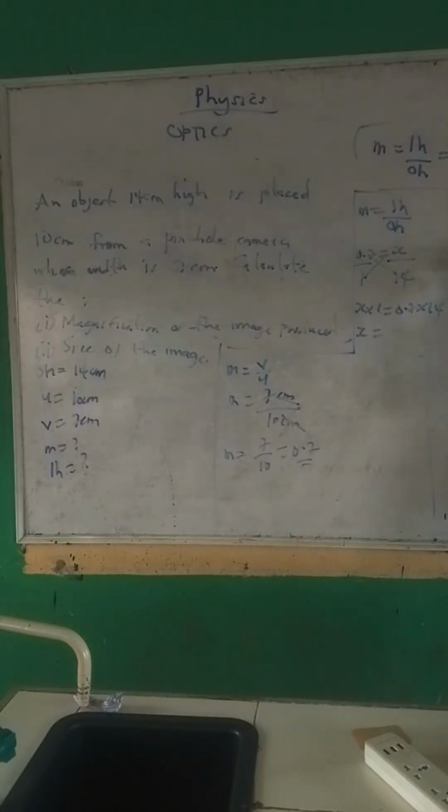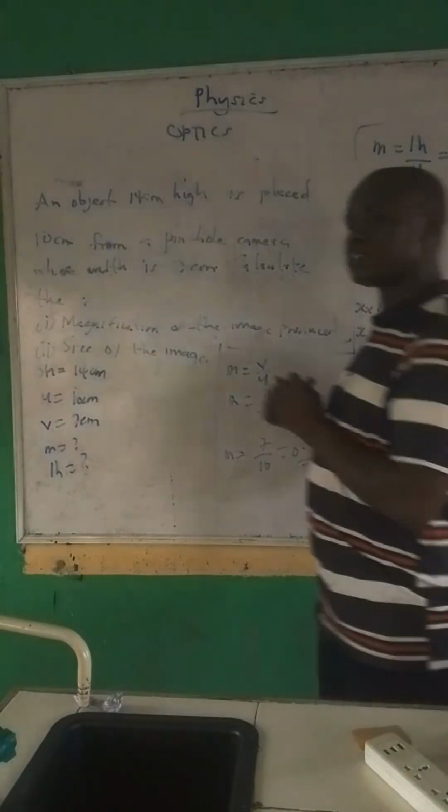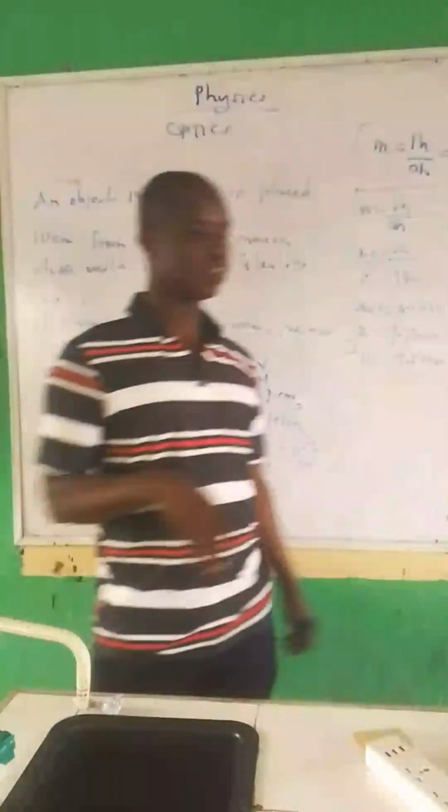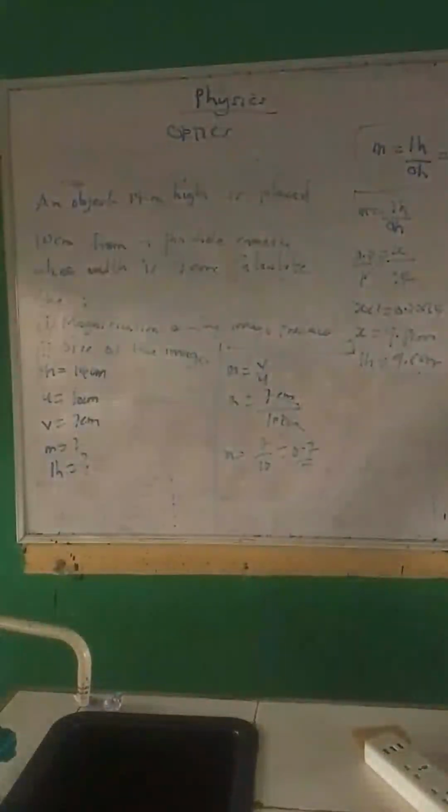Okay, 14 times 0.7. 7 times 4 is 28, carry 2... That's 980. So that will be 9.8. 9.8 was centimeters. So that means the image height was 9.8 centimeters. That's the answer. So if you have a question, you put it on the chat box and let's go ahead.